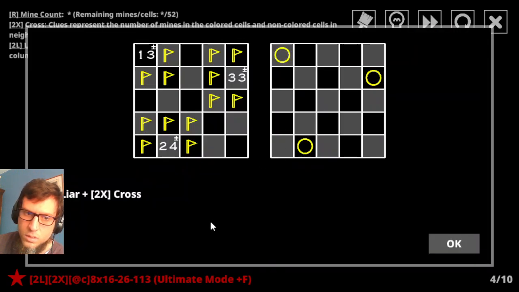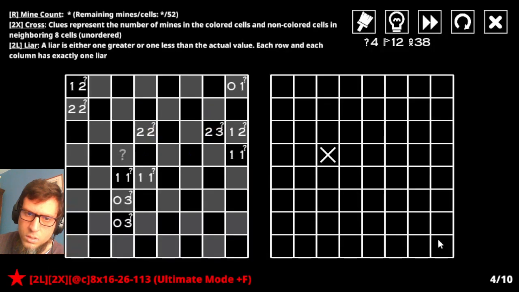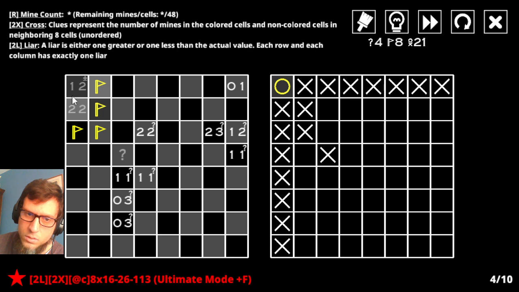Okay. Next, liar and cross. So what it's saying is this 1-3 becomes a 1-2. This 3-3 can become a 3-2. This 2-4 can become a 2-4. And that's all it tells me. But basically it means that the liar only affects one of the numbers in the cross, not both. That is what I gather from this.